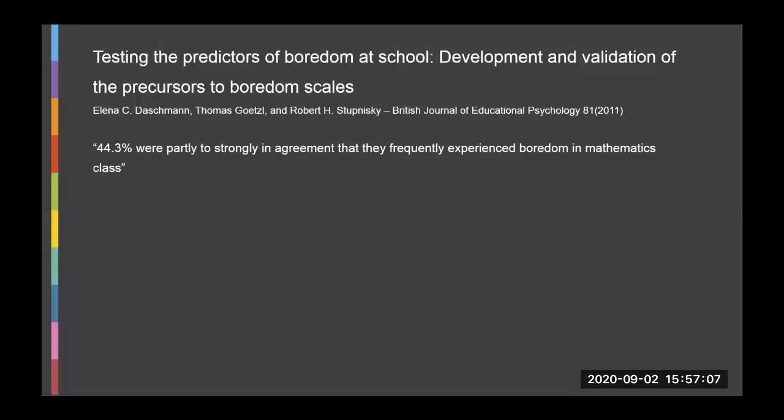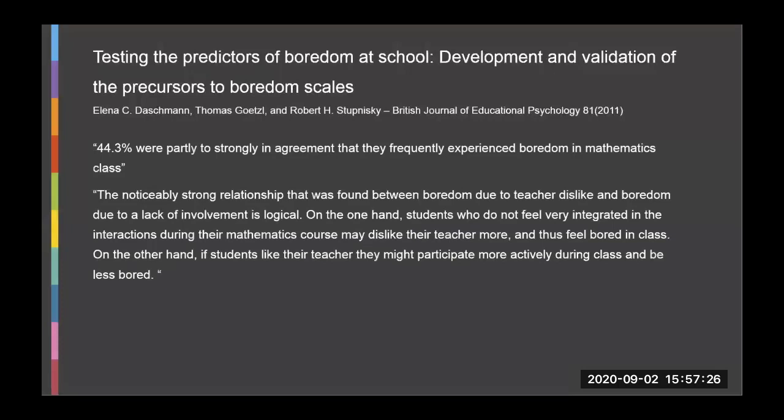So this is actually an indictment. If you have surveyed students from grades 5 to 10, and almost half of them have already said they experience boredom, then there are some issues that need to be looked at. The next thing the researchers found was a noticeably strong relationship between boredom due to teacher dislike and boredom due to lack of involvement. This is logical. Let's complete this.